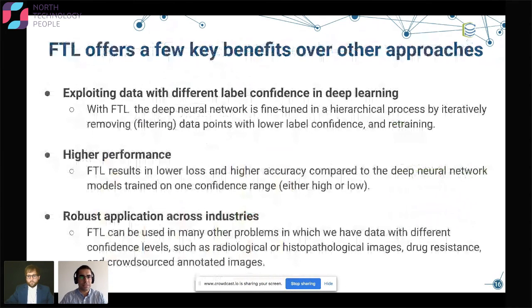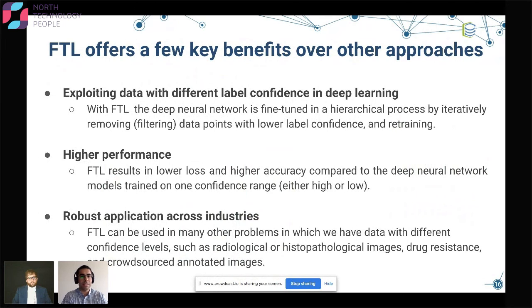Altogether, this suggests that FTL can be helpful to develop deep learning models across label confidence distribution, to not get rid of low confidence part of the data, to use all the data that we have, and then do the stepwise process using FTL to get a better performance.